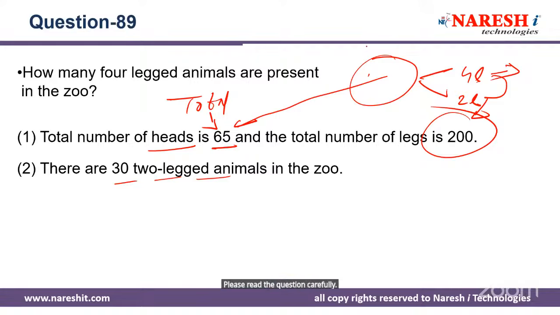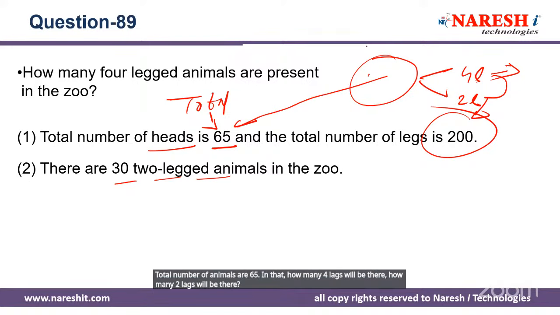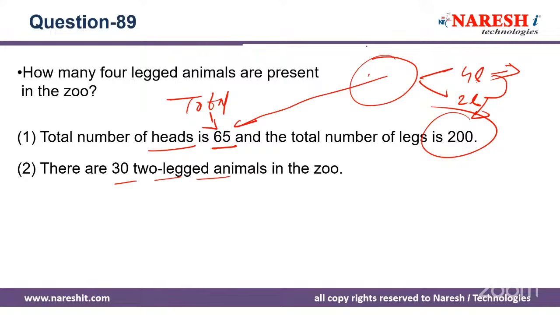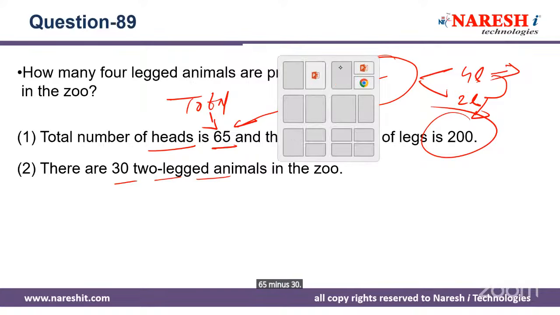The animals are mixed up, some are four legs, some are two legs. Everything is not four legs. You cannot simply do 200 divided by 4. Total number of animals is 65. In that, how many four legs will be there? How many two legs will be there? 65 minus 30, 25 four legs, 25 two legs.